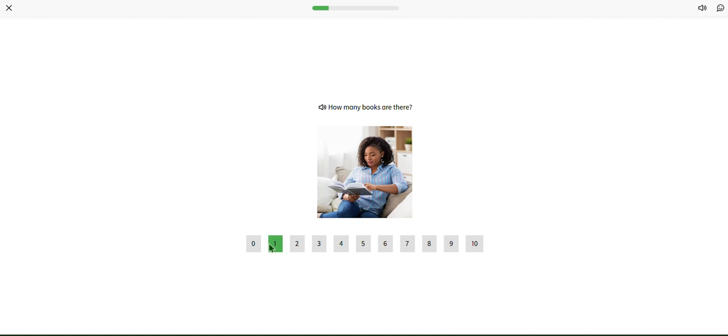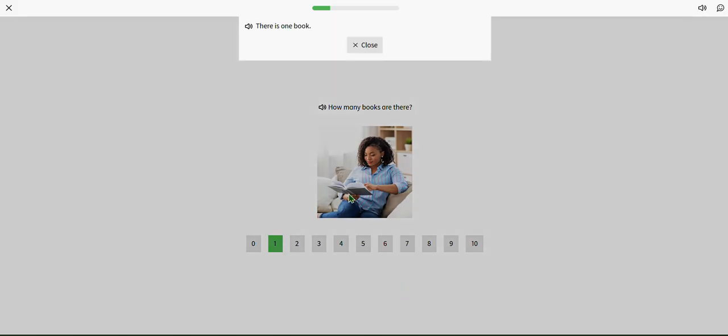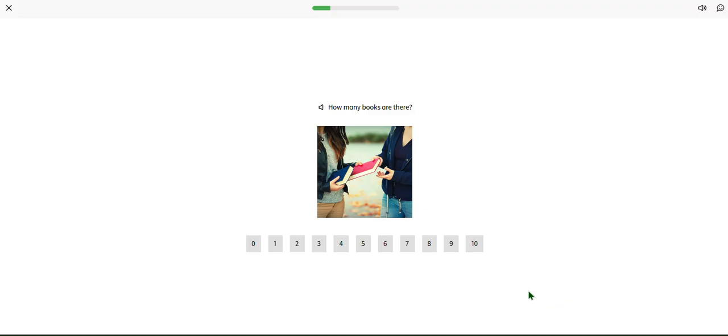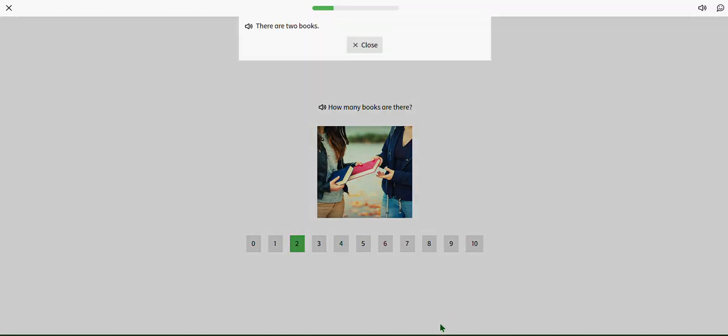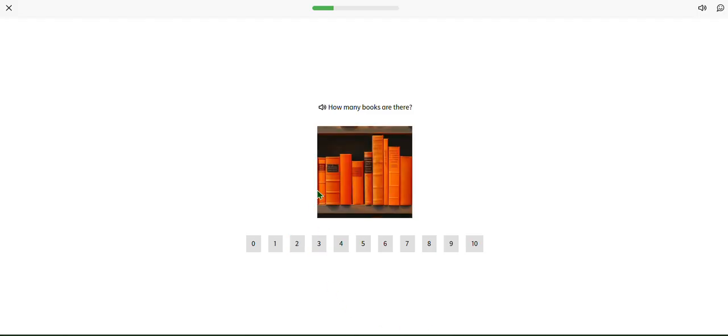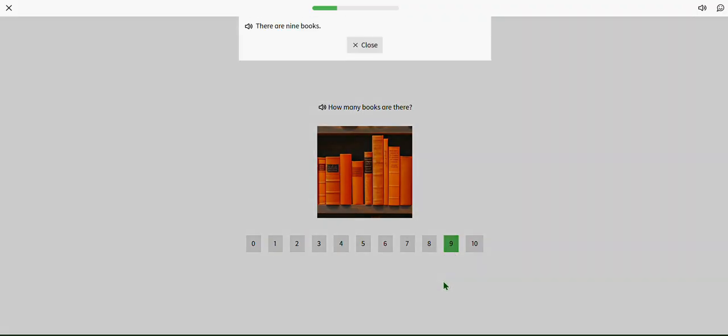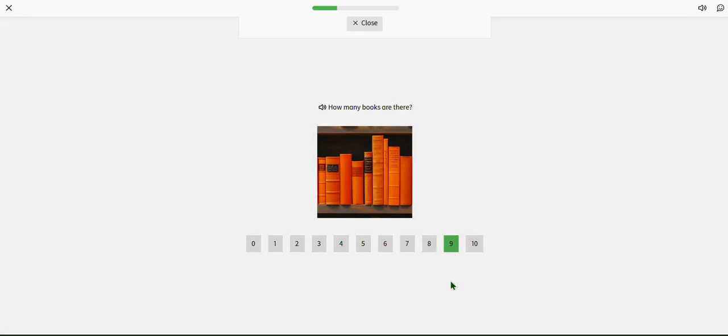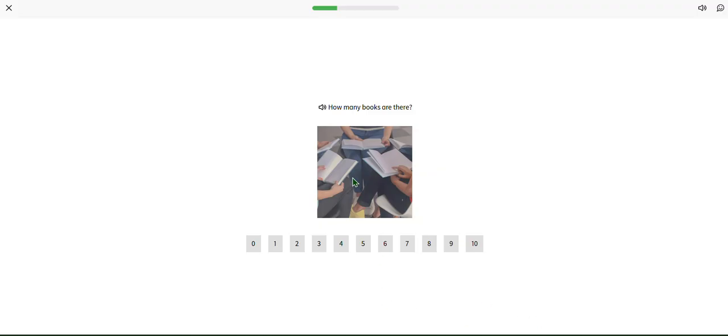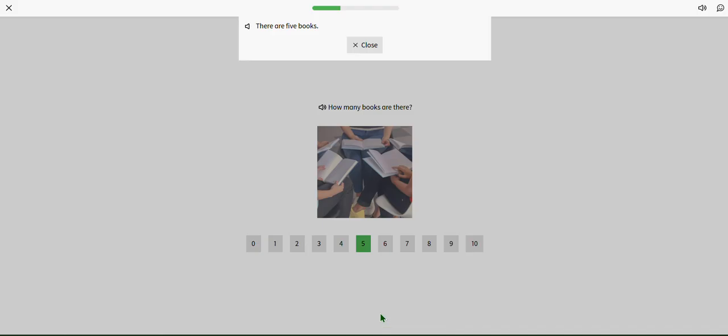How many books are there? 1. There is 1 book in her hand. How many books are there? 1, 2. There are 2 books. How many books are there? 1, 2, 3, 4, 5, 6, 7, 8, 9. There are 9 books. How many books are there? 1, 2, 3, 4, 5. There are 5 books.